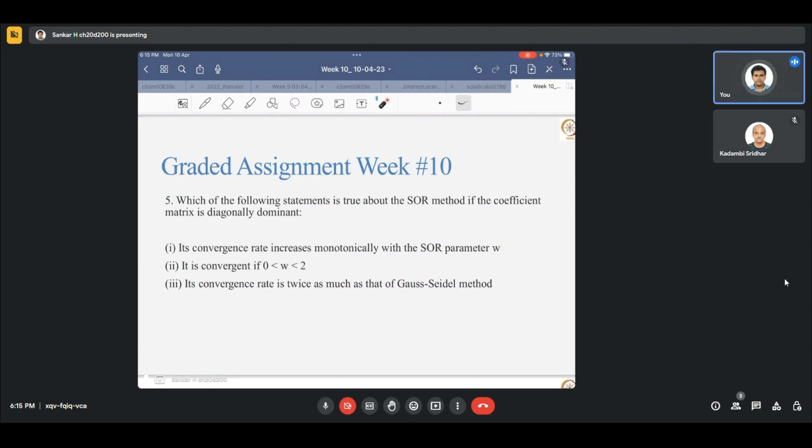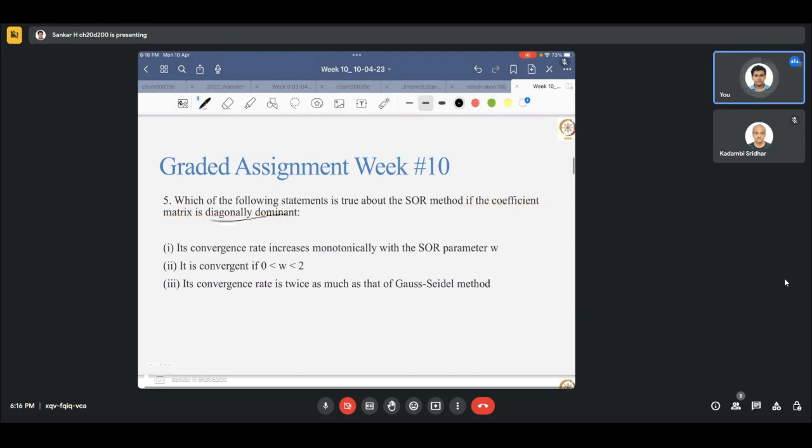Okay, moving on to question number 5. Which of the following statements is true about the successive over relaxation method if the coefficient matrix is diagonally dominant? So it is stated that the coefficient matrix is diagonally dominant, therefore we do get a converging... Oh, sorry. We can't say anything about the convergence right now since this is a successive over relaxation method.